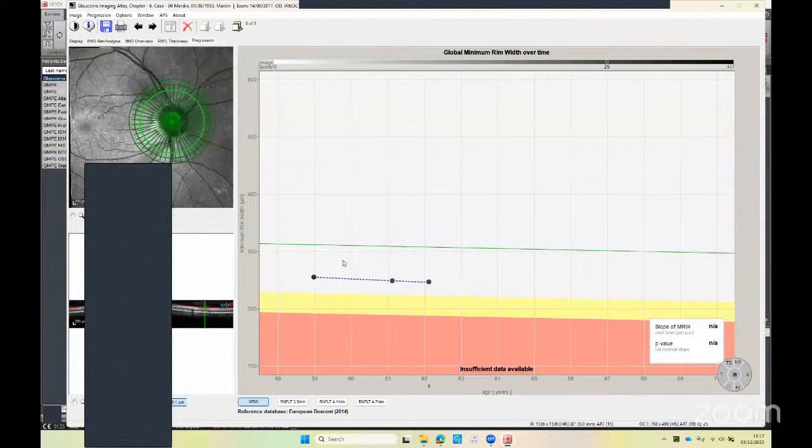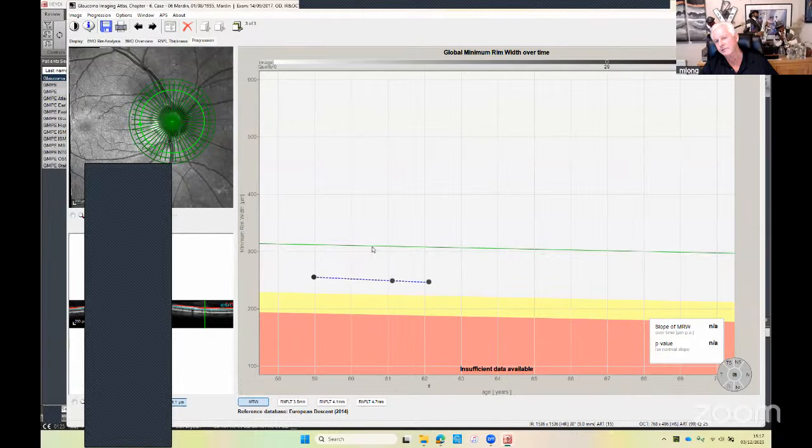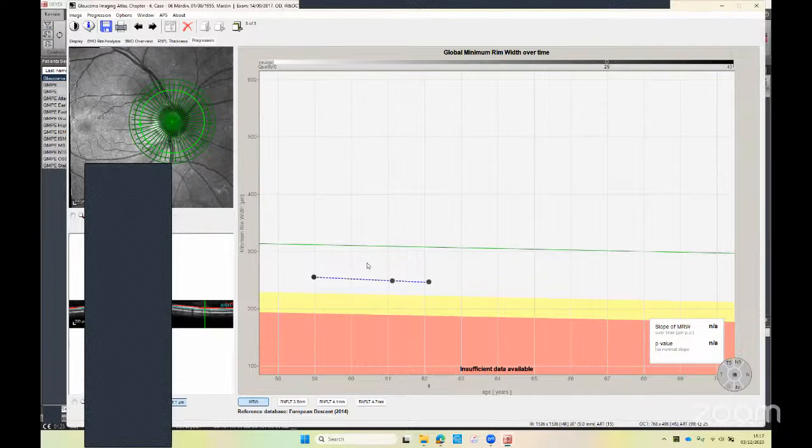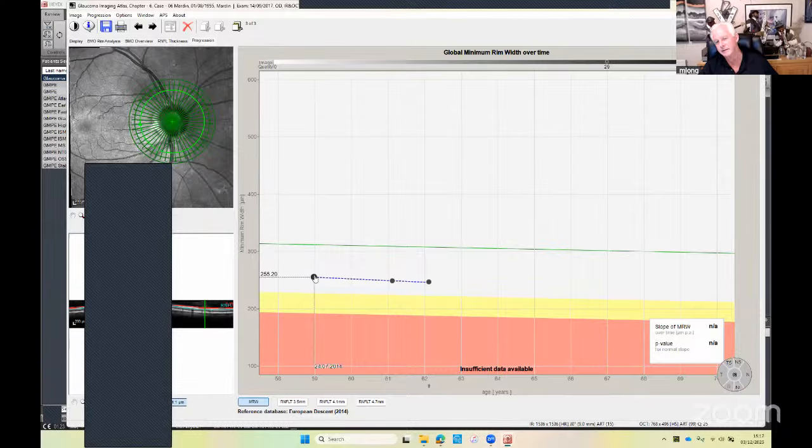This green line is the normal aging slope. Right, so he's already below the norm, even there to start with, from the point of view of the rim. He's still not got down to borderline, but he's below the normal aging, let's put it that way.